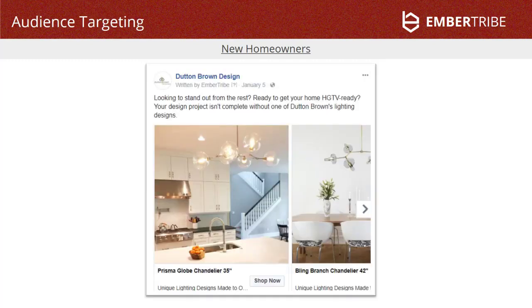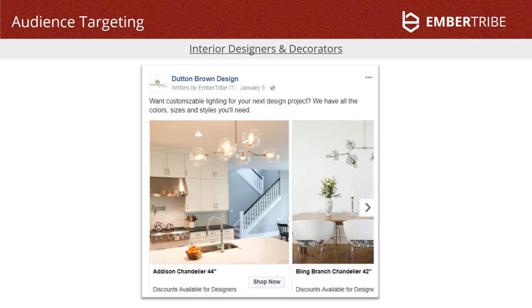So this is an ad that we ran to the new homeowners audience. And this was more of an aspirational ad. These are people that had just bought a new home and they really want it to look its best. So our message here was that these lighting fixtures are exactly what you need to really make your home stand out, to make it the type of place that would get featured in HGTV even, and just to really impress your friends when they come over for your housewarming party. So that was the angle we took with new homeowners, and this is how we marketed to interior designers.